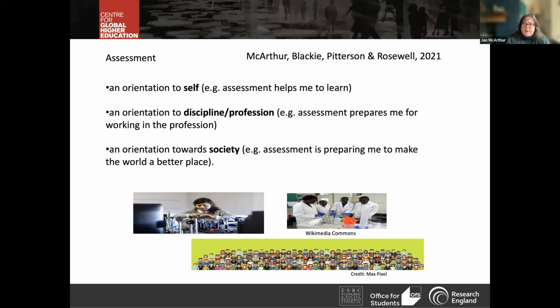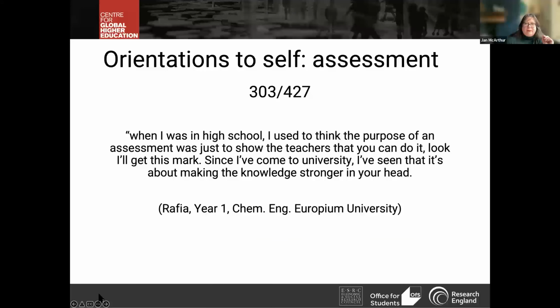And what came from there was a very, very strong sense of the role of assessment in learning. So that's important to bear in mind, because that was a really positive and useful outcome. In our look at the transcripts, we looked at 427 transcripts. That's the first 3 years in England and South Africa, and the first 2 years in the US, because they started at different times. So we found 303 transcripts where there was some sense of an orientation to self.